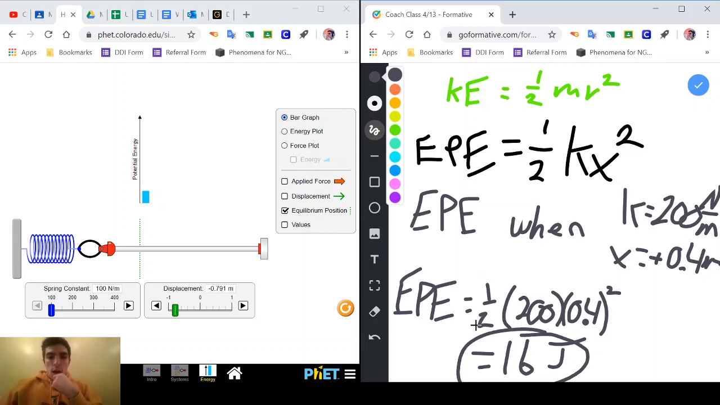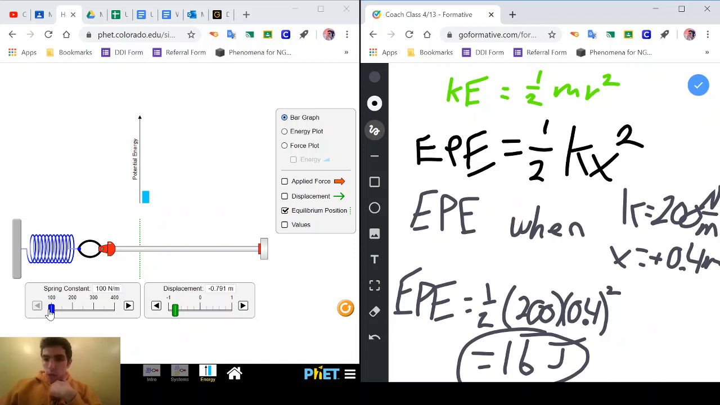So if I weren't sure though, and if we're uncomfortable using this equation for now, you can use our simulation as well. As long as our spring constant falls somewhere between 100 and 400, and our displacement falls between -1 and +1 meters, we can actually just use our simulation. So I'm going to come over here on the left side and do that.